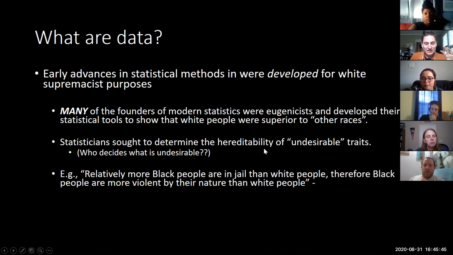But think about just even the assumption of that, like who decides what is undesirable? It was these very rich white men deciding what was an undesirable trait. So here's an example from one of Ronald Fisher's, someone who you've probably learned the F test, or if not, you will learn the F test here in a couple of weeks. That's the Fisher test. Fisher published this: relatively more Black people are in jail than white people. Therefore, Black people are more violent by their nature than white people. And you can see that, like, yes, thank you for the shaking of heads. I appreciate that.